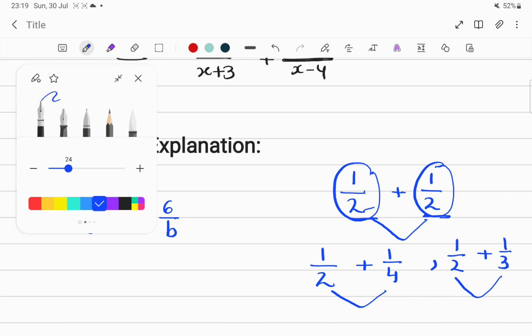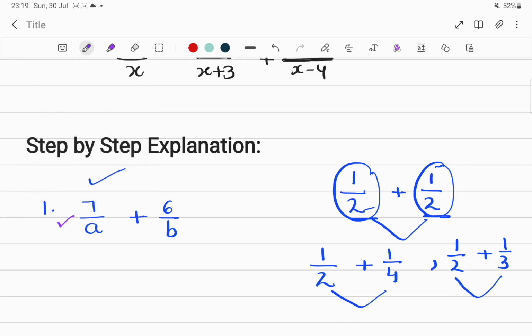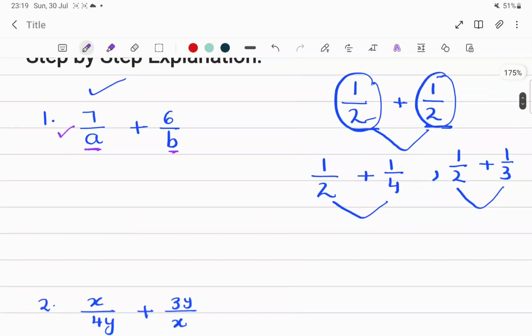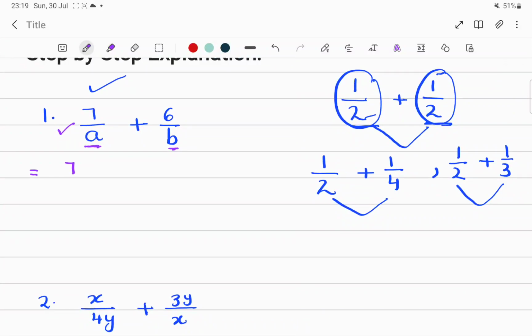Now if you look at the first question, I have 7 over a plus 6 over b. One denominator is a and another is b, and we have to add them, so the denominators must be the same. Neither is a multiple of the other. In the first fraction b is missing, so I will multiply by b, both numerator and denominator. This is a must. You cannot just simply write 7 over ab, that would be wrong, because in actual it should remain 7 over a. So we need to multiply by b in the numerator and denominator both.